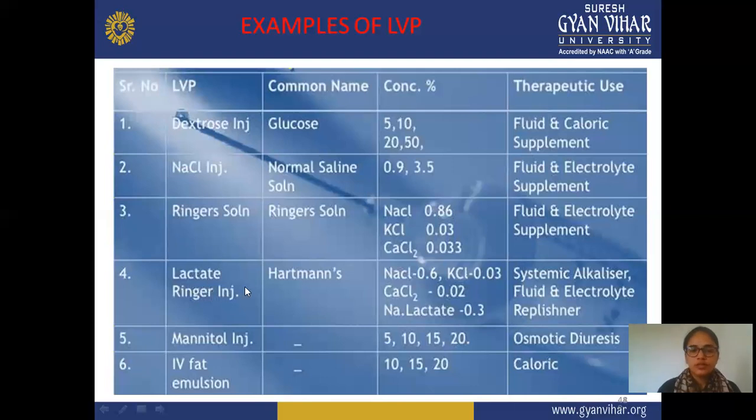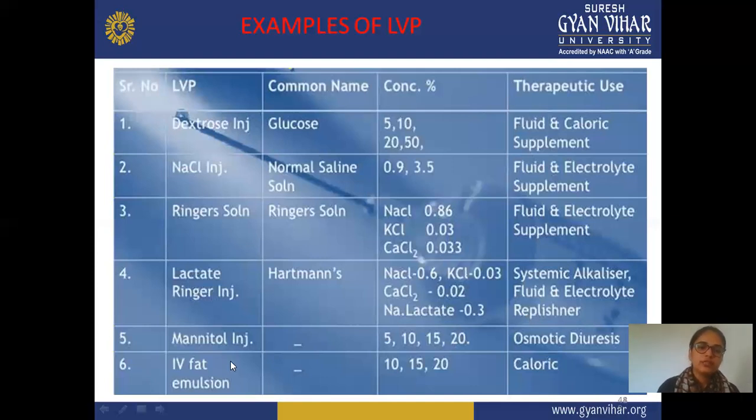Next is lactated Ringer injection, which is also known by the common name Hartmann. It has different concentrations of different nutrients and electrolytes. In this, sodium chloride is 0.6%, potassium chloride is 0.03%, calcium chloride is 0.02%, and sodium lactate is 0.3%. So these are the concentrations for this lactated Ringer injection. And the use is systemic alkalizer and fluid and electrolyte replenisher. One more advantage is that it is used as a systemic alkalizer, helping to alkalize the system, as well as a fluid and electrolyte replenisher.